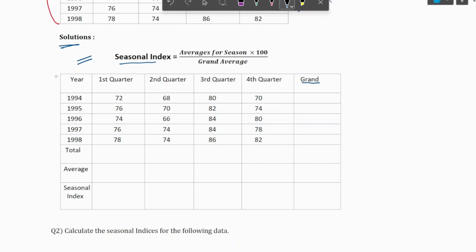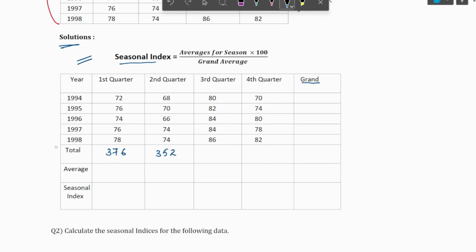Now what are you going to do? The values for 94 to 98 were given for the first quarter. You are going to add 72 plus 76 plus 74 plus 76 plus 78. These values you are going to add. That is the total of the first column. After adding, you are going to get 376. In the same way you are going to complete the next 3 columns, that means the addition of the second quarter, third quarter and fourth quarter. Here you are going to get 352.